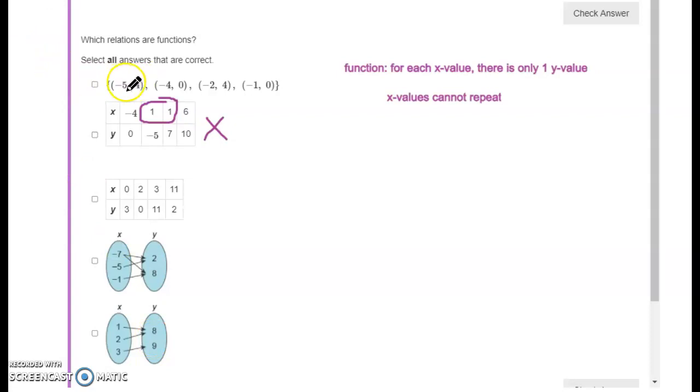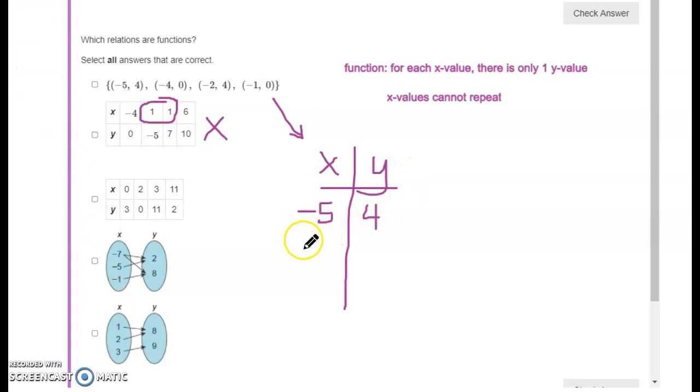And then let's look at the top example. I skipped over that one. I'll put this into a table here, an xy table, where each point is going to be given a little row there. So -5, 4, -4, 0, and I'll write the rest of them in. Okay, we got it looking like a table now. And for each x value, there's only one y value. And that's actually true. All of my x values have only one y value. It's okay if the y value repeats. It's only not okay if the x value does. And so this one actually is going to be a function.